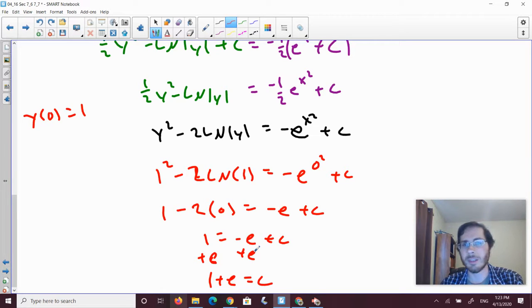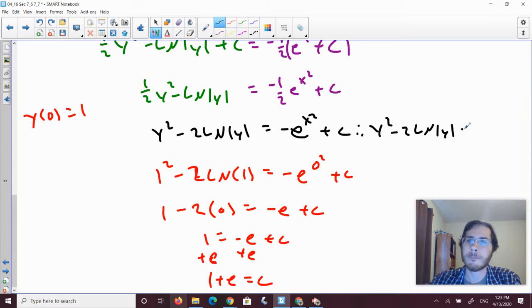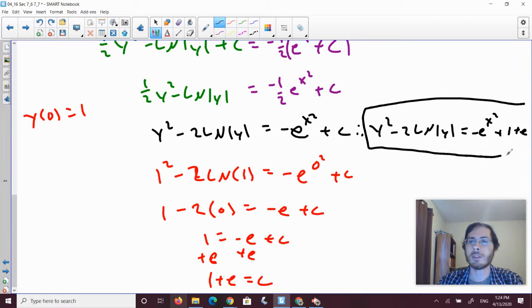So since I know what c is now, I get to go all the way back up here and say, all right, I want my final answer to be y squared minus 2 ln of y equals negative e to the x squared plus 1 plus e. And that's going to be what my final result can look like. So that can be my ending point. Again, it's a lot of what we did with the last section, but now we have the one extra step of plugging in our initial conditions.